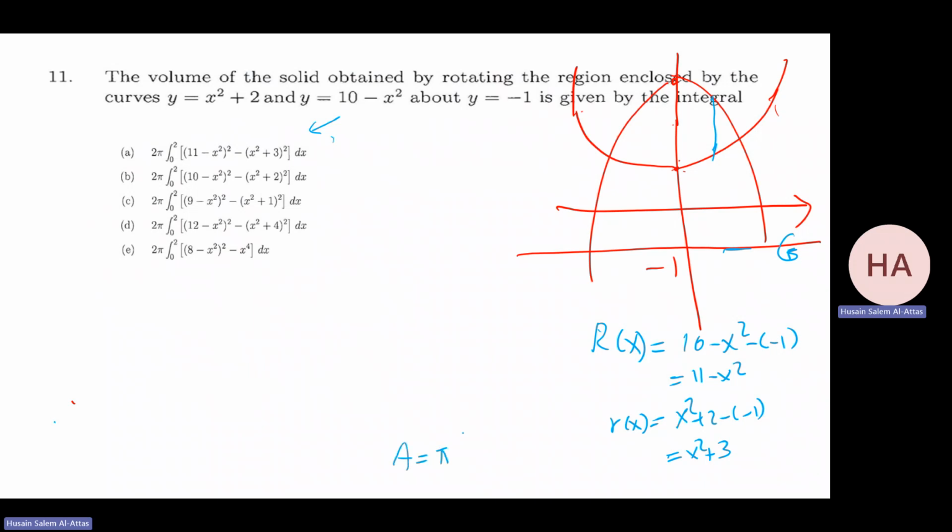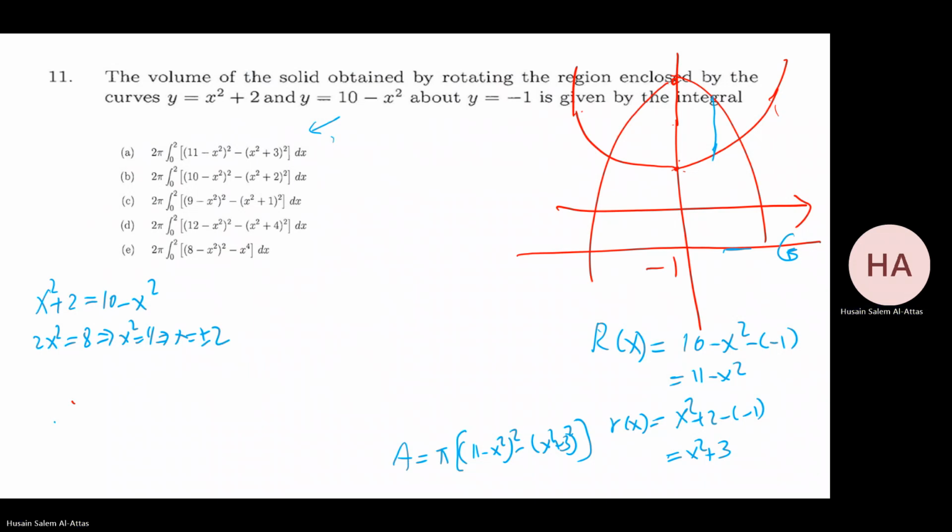A will be pi of this: (11 minus x squared) squared minus (x squared plus 3) squared. Okay, from where to where? I need to equate them. x squared plus 2 equals 10 minus x squared. So I have 2x squared equals 8, so x squared equals 4, so x equals plus or minus 2. Okay, so it's from minus 2 to 2.